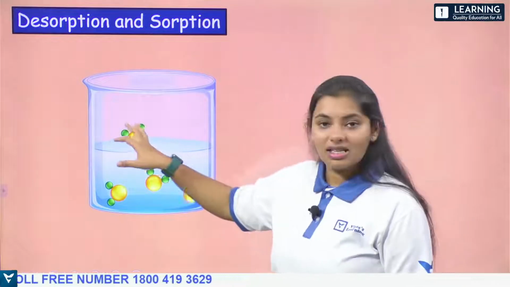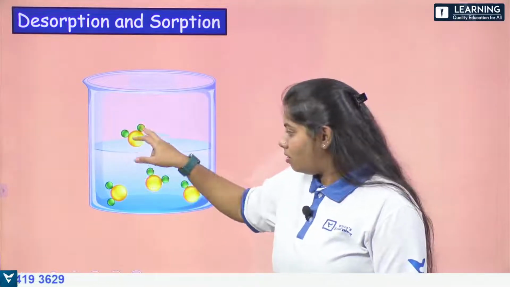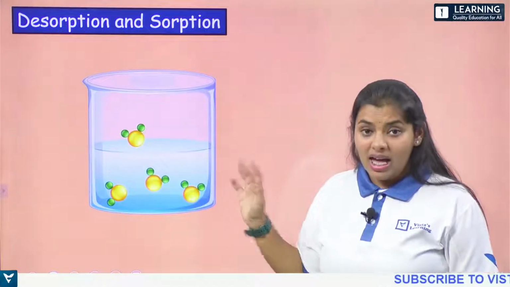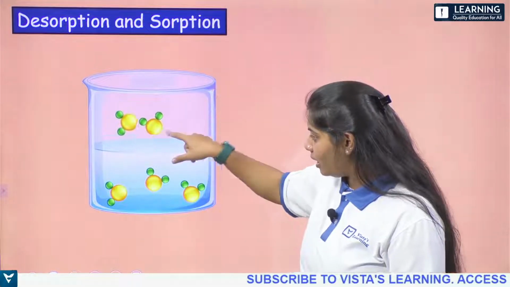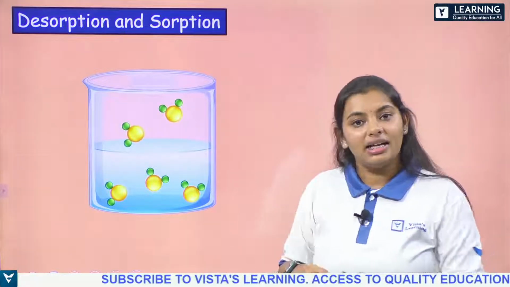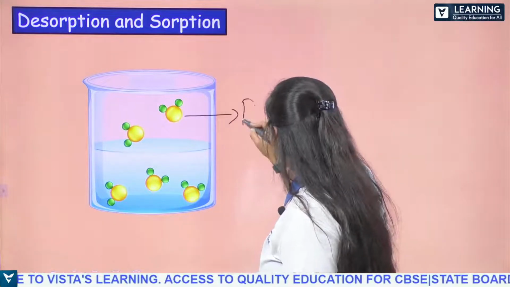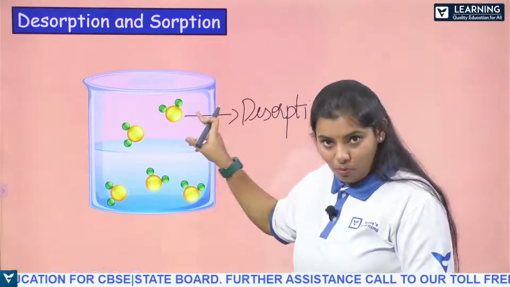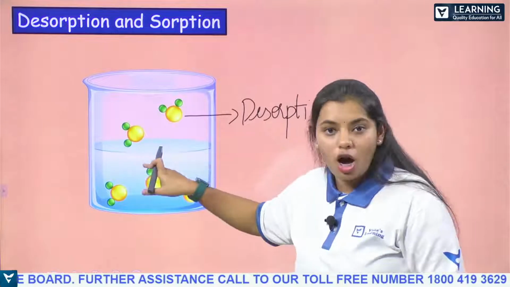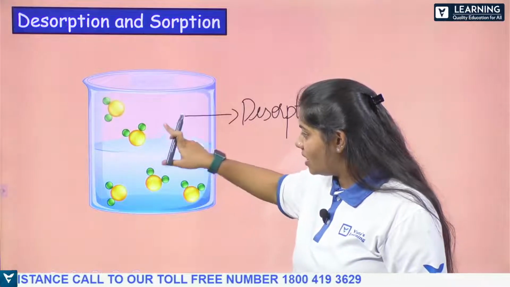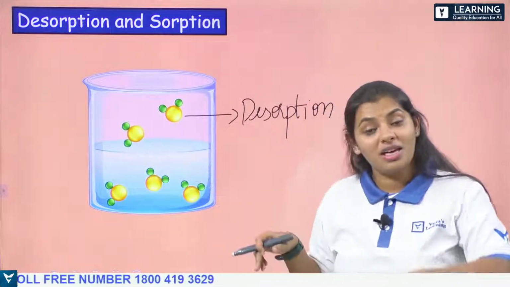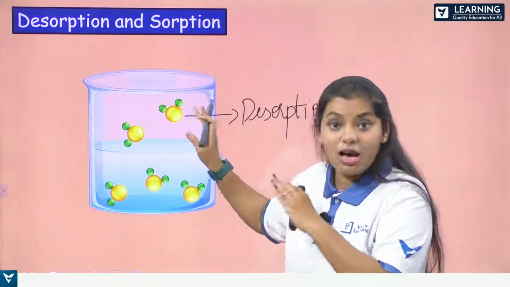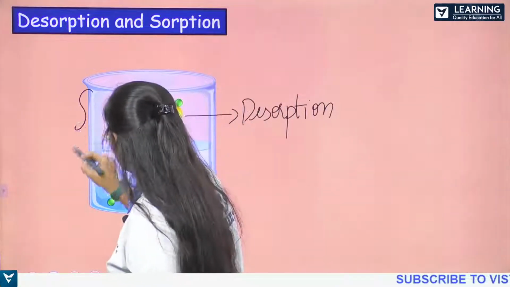So here you can see there is an adsorbed species on the surface. This species is being adsorbed on the surface of the liquid. Now removal of this particular species is known as desorption. This is being removed. This is desorption. As this was being removed, there was one more species which was being adsorbed on the surface. Can you all see that? As this was being removed, simultaneously there was one more species being adsorbed on the surface. Such a phenomenon where both take place simultaneously is known as sorption.